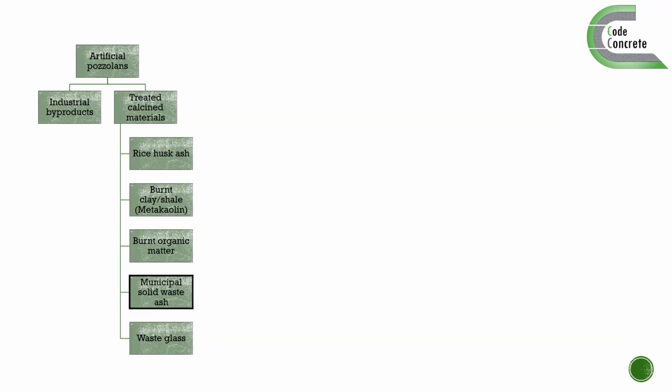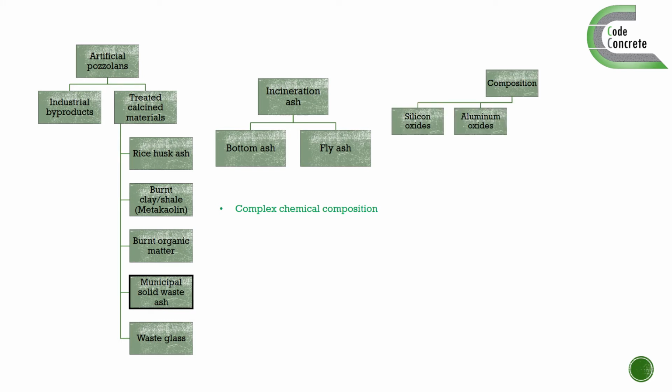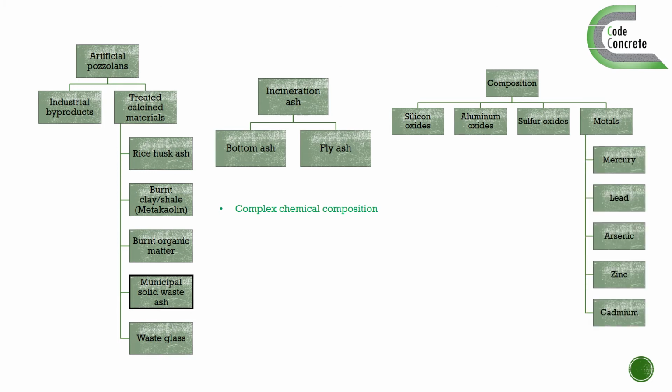Municipal solid waste ash. It is produced by the incineration process of municipal solid wastes. The two main byproducts of incineration are bottom ash and fly ash. These ashes have a very complex chemical composition when compared to coal ashes. Municipal solid waste ash is usually composed of silicon, aluminum, and sulfur oxides, in addition to high concentration of metals such as mercury, lead, arsenic, zinc, cadmium, and others having high concentration of soluble salts. Thereby, a proper treatment is necessary before its application in the concrete industry.